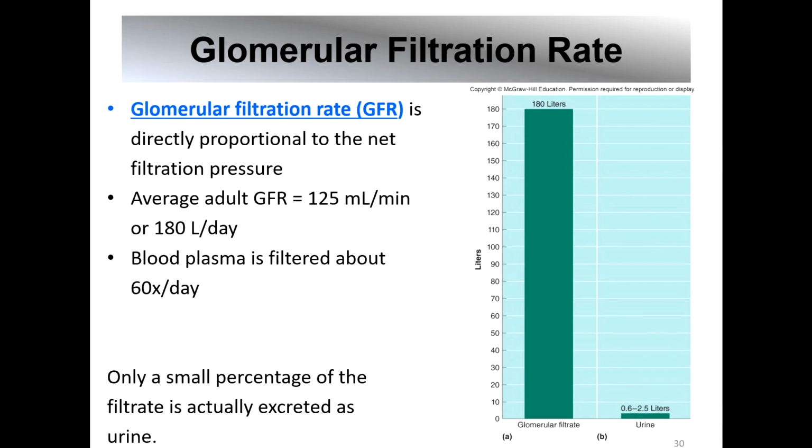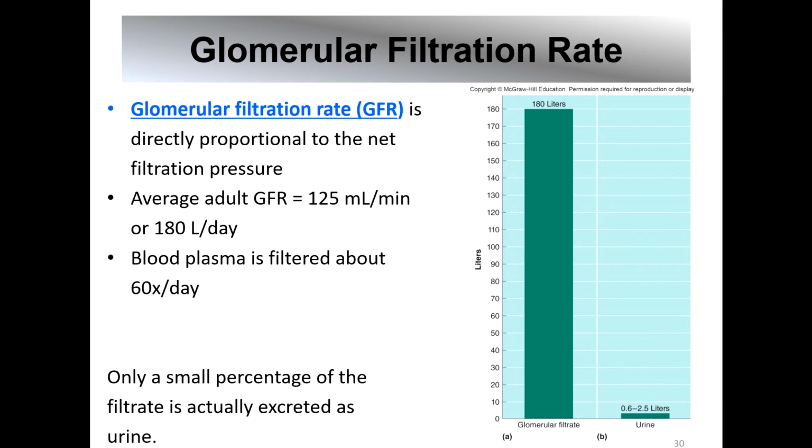All right, so the glomerular filtration rate is proportional to the net filtration pressure. The average adult has a GFR, or glomerular filtration rate, of about 125 milliliters per minute, and that's about 180 liters per day. So the total blood plasma gets filtered about 60 times per day, but only a small percentage of the filtrate actually gets excreted as urine.